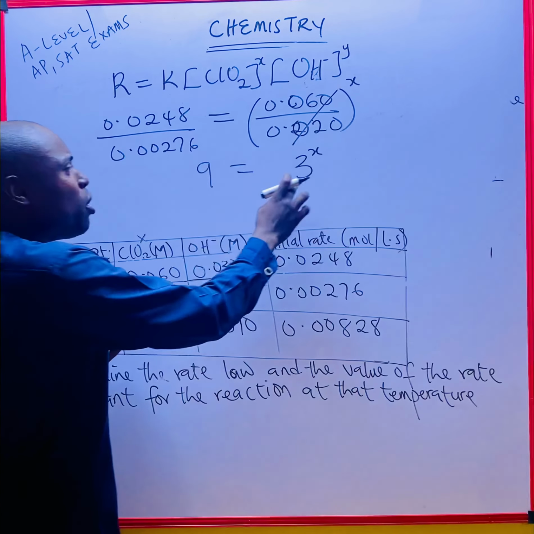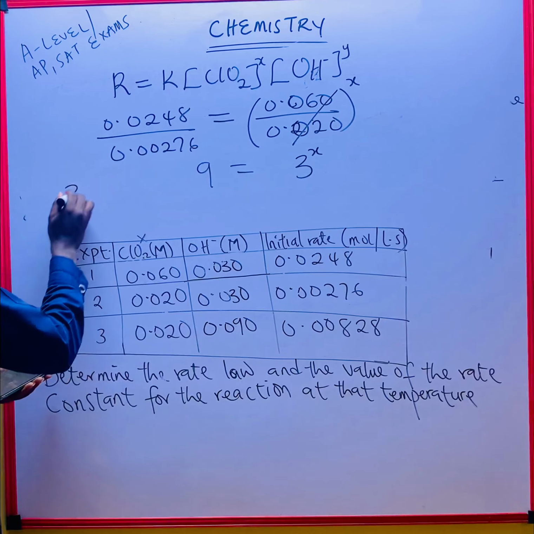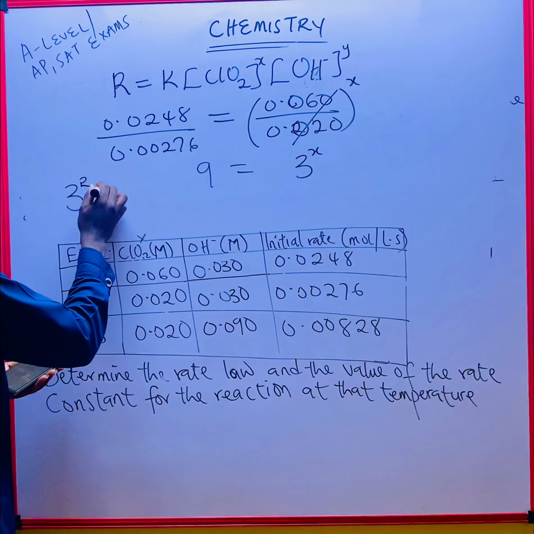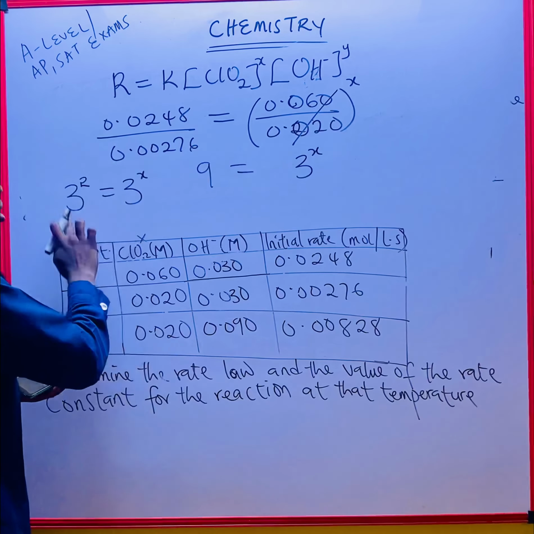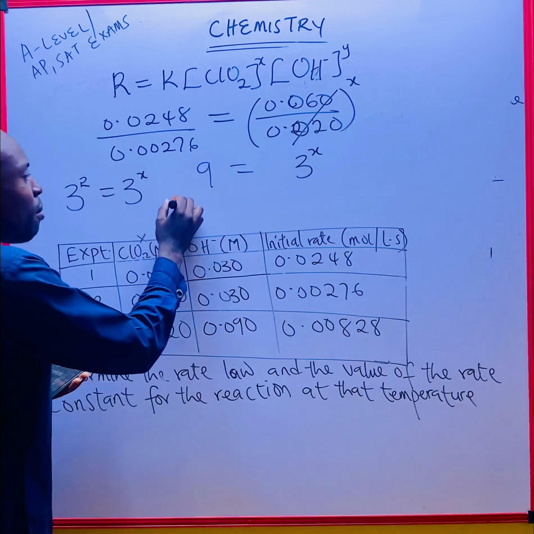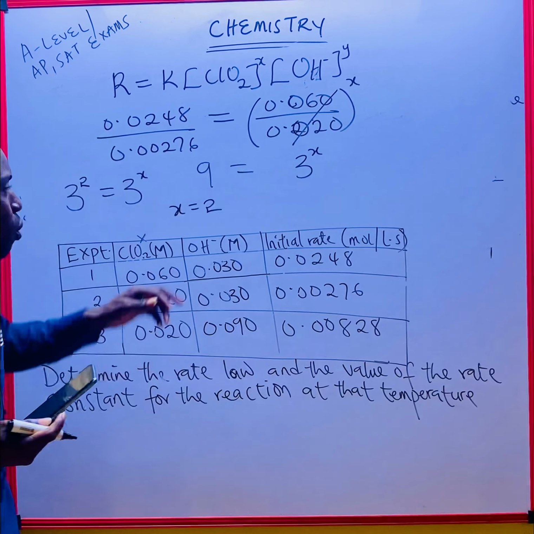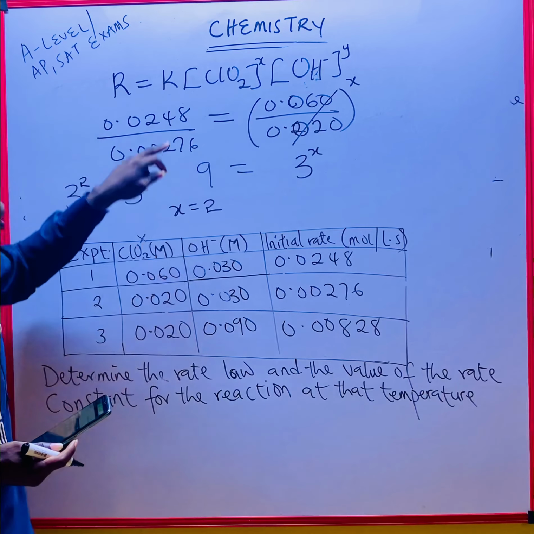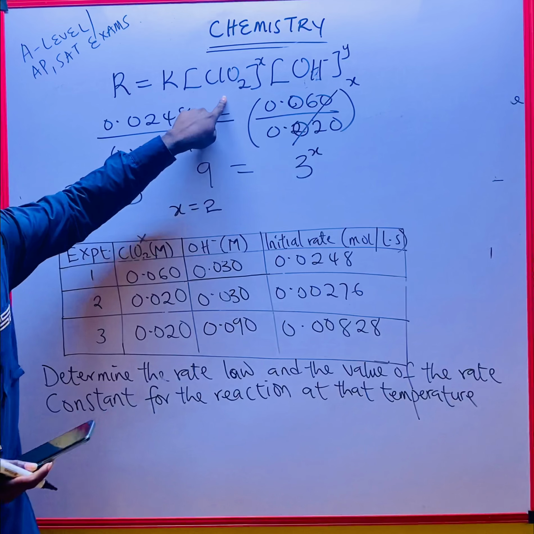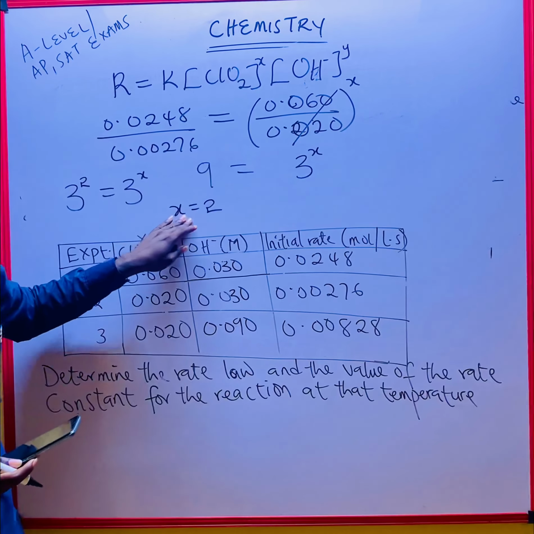So using the law of indices here, it becomes 3 raised to power 2 is equal to 3 raised to power x. Since they are equal, my x is equal to 2. So I have gotten the order of this first one.